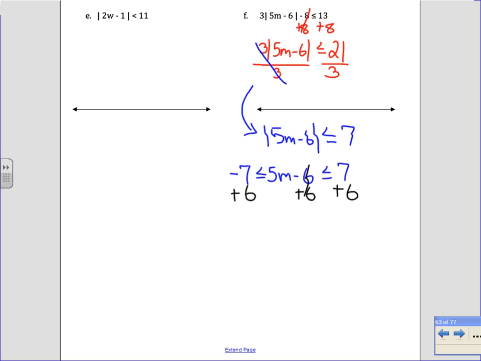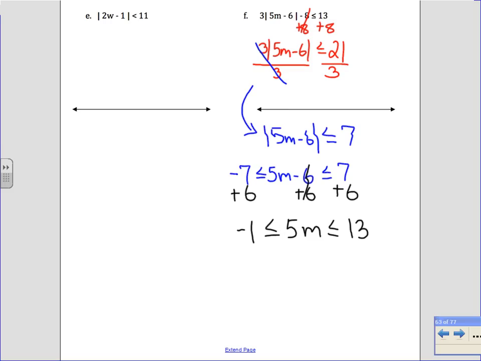So when we do that, the negative 6 plus 6 cancels. The negative 7 plus 6 is negative 1. So we have negative 1 less than or equal to 5m less than or equal to 7 plus 6, which is 13. Now, after you add that 6 to the middle, left, and right, we now have a 5 left in the middle. That 5 in front of the m is really 5 times m.